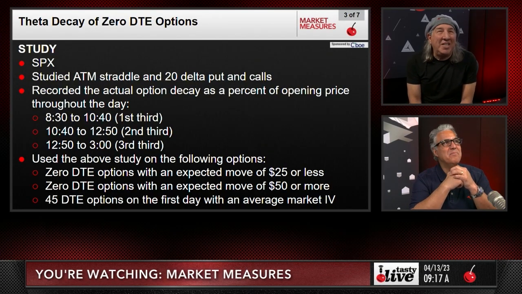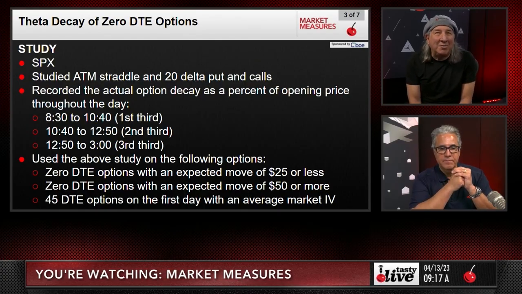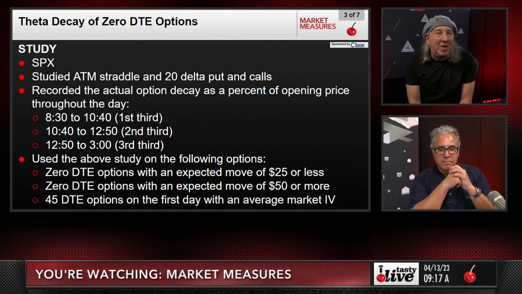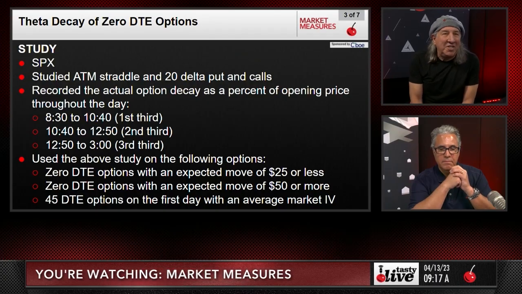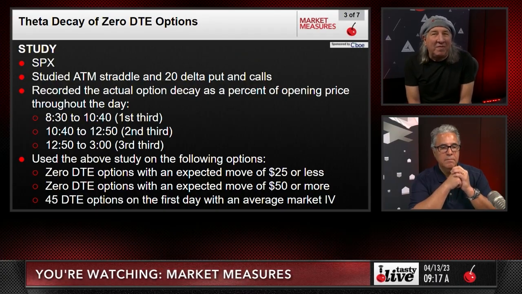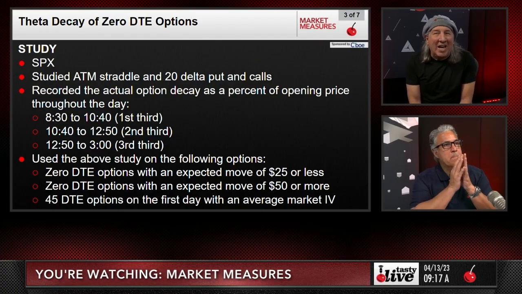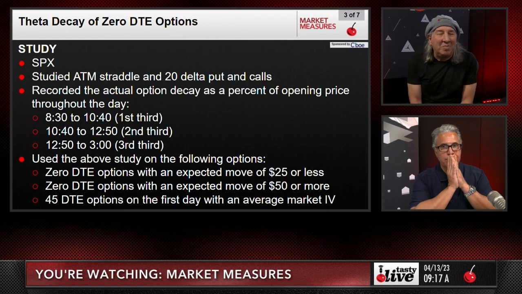SPX, we studied the at-the-money straddle and the 20 delta puts and calls. We recorded the actual daily option decay as a percent of the opening price throughout the day. So the times here, remember, 2 hours and 10 minutes, 8:30 to 10:40, 10:40 to 12:50, and then 12:50 to 3 p.m. All right? We use the above study on the following options: zero DTE with an expected move of $25 or less, zero DTE with an expected move of $50 or more, and zero DTE options on the first day with an average market implied volatility. Okay, next slide.